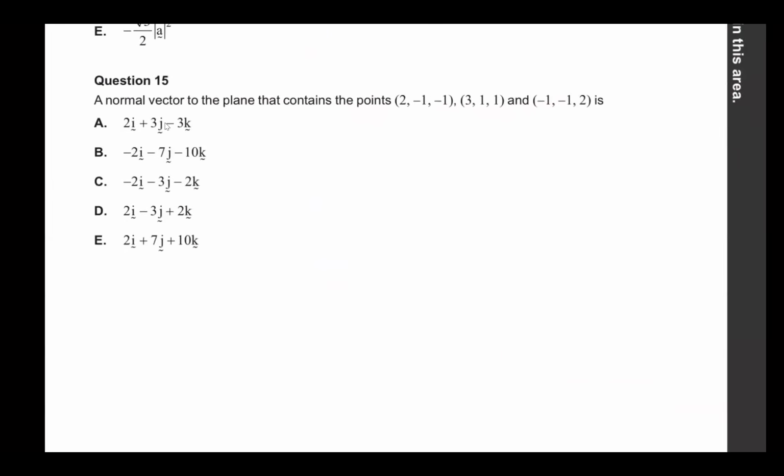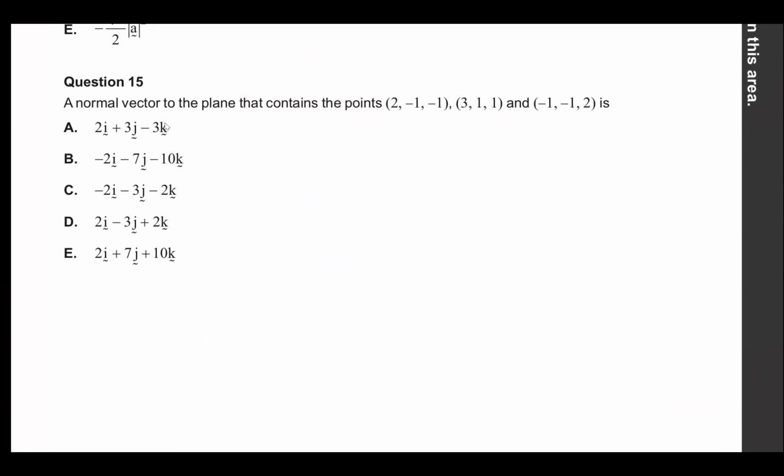All right, a normal vector to the plane that contains the points (2, -1, -1), (3, 1, 1), and (-1, -1, 2). Let's name them A, B, C. We would like to find a normal vector to both AB and AC, for example. Of course, you could do BA, BC, whatsoever. So A to B: 3 minus 2 is 1, and 1 minus minus 1 is 2, and 1 minus minus 1 is 2. So it's 1i, 2j, and 2k.